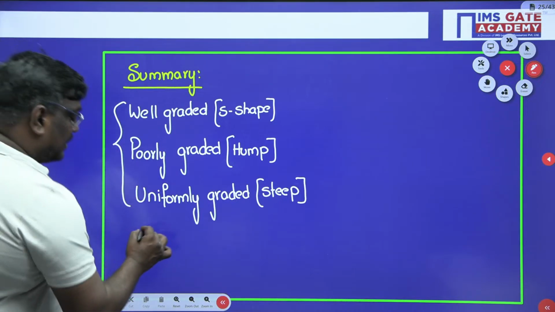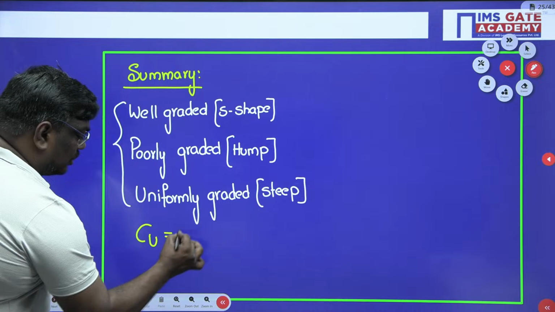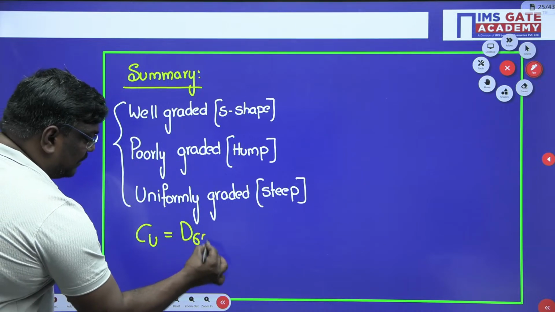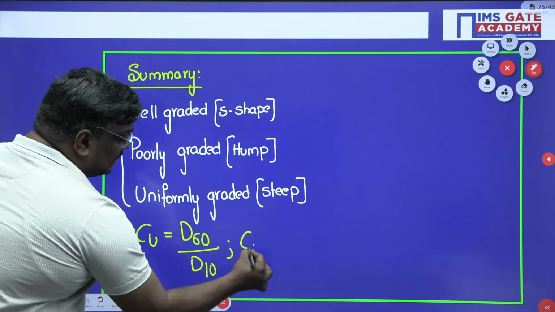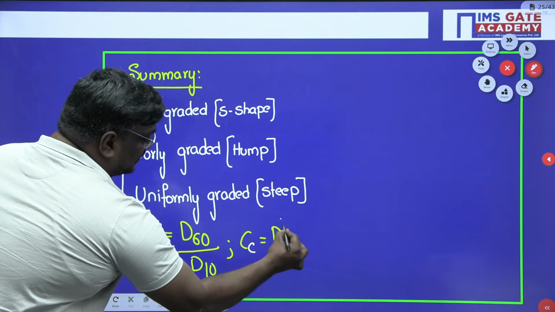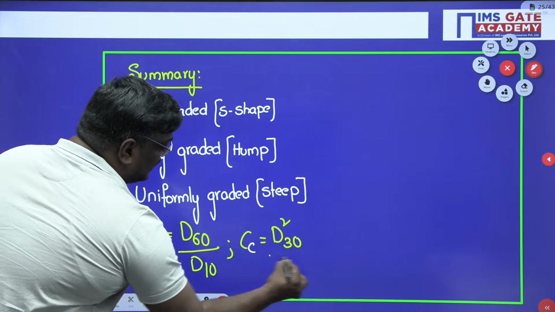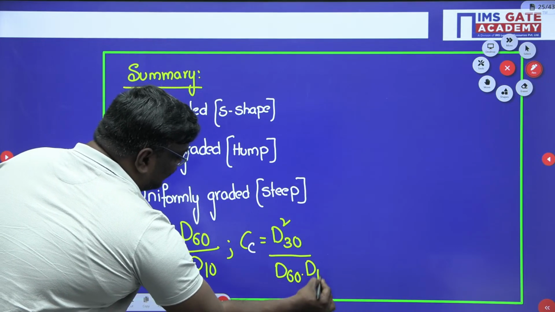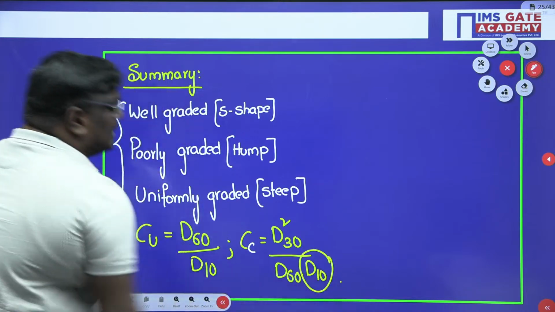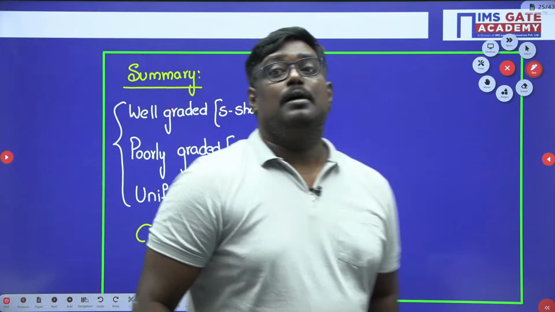We have come up with the coefficients. Cu is equal to D60 by D10, and Cc, coefficient of curvature, is D30 squared upon D60 into D10. What do you mean by D10? It is nothing but the effective size, where only 10% of the soil particles are passing.